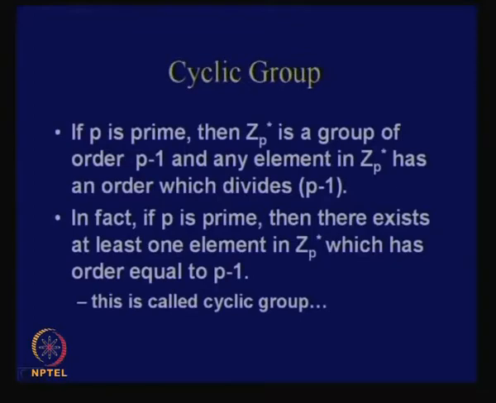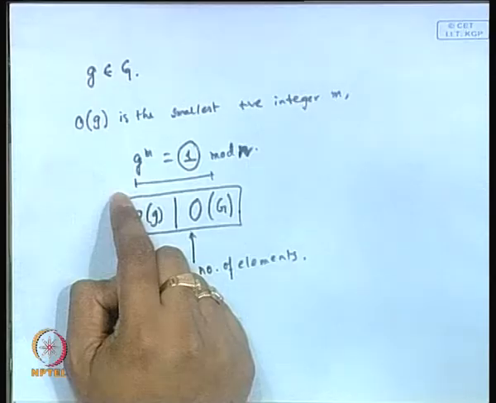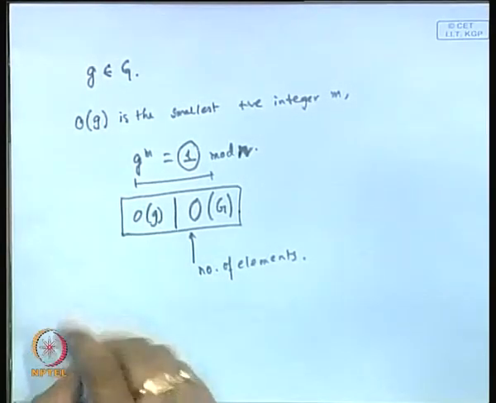If you remember the cycle that we drew in the context of AES, you take an element and keep multiplying: alpha, alpha square, alpha cube, alpha to the power of 4 and so on. Finally you get alpha to the power of p minus 1 equal to 1, and p minus 1 is the smallest number for which that happens. So this alpha generates all the elements in that field, and therefore the name cyclic group.